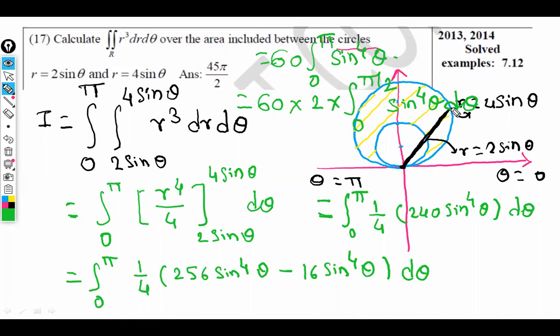Okay. Now, how to integrate sine raised to 4 theta? Sine square theta into sine square theta. Then you can write 1 minus cos square theta. Yes, very good. It is sine square theta into sine square theta, and that sine square theta can be taken as 1 minus cos 2 theta upon 2, but it is a lengthy process.